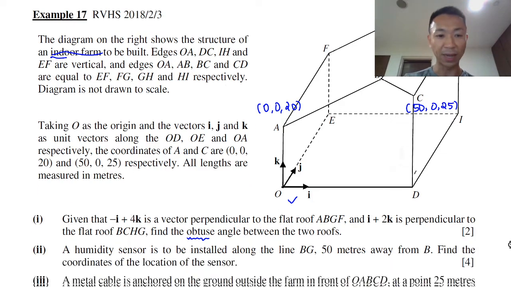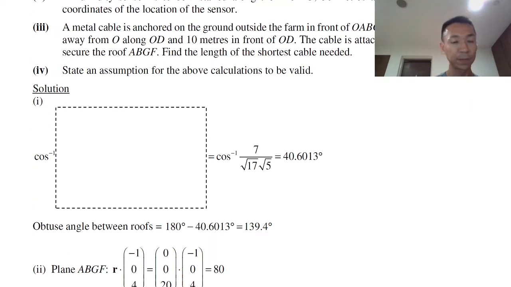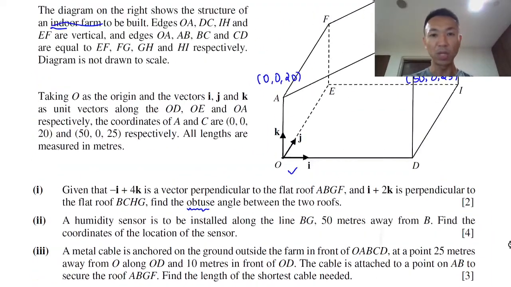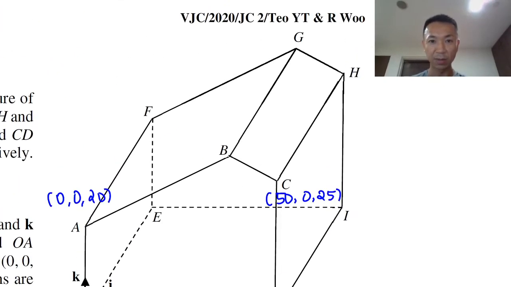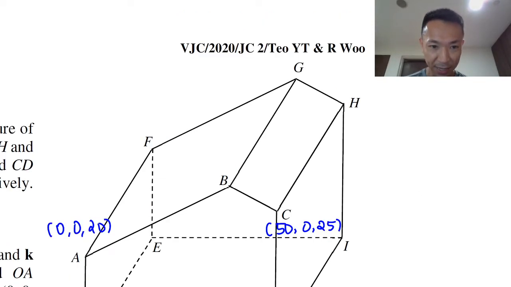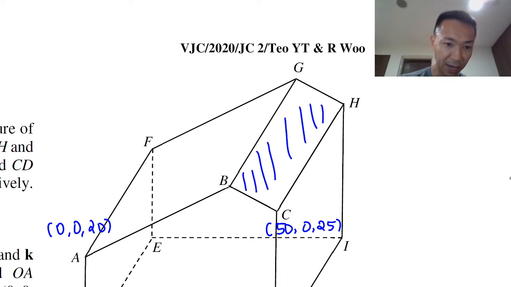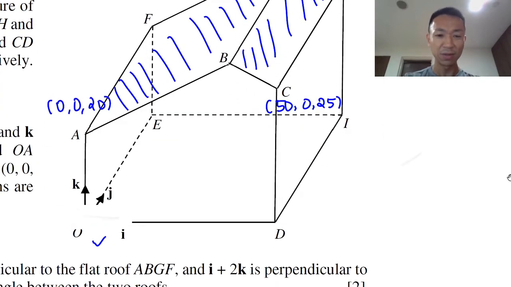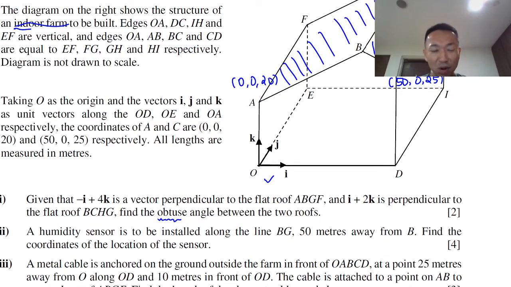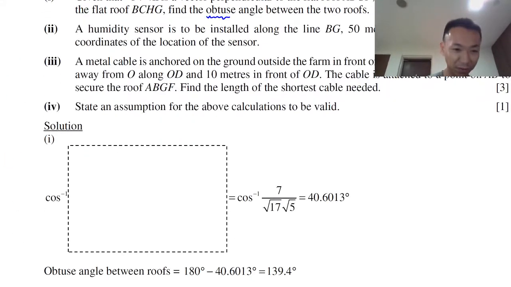Let's solve one thing at a time. To find the angle between the two roofs is as good as finding the angle between the two planes, because this is a plane and this is another plane, correct? So the angle between the two planes is actually just the angle between the two normals. And what's so difficult? They already tell you this is the normal, this is the normal. Easy, right? The first part is not too difficult.